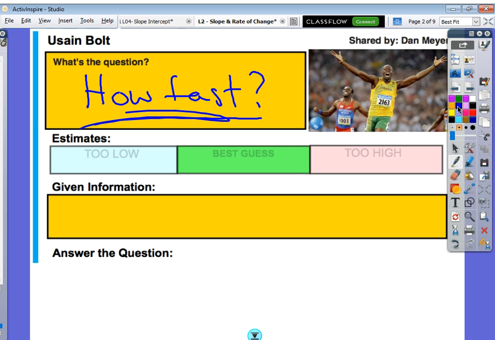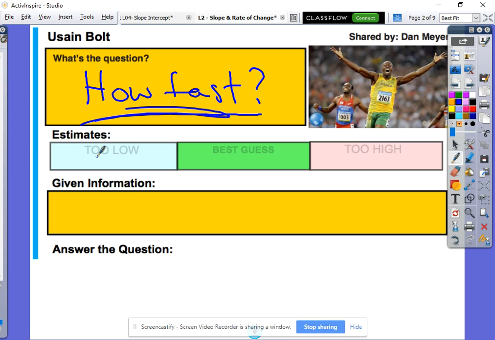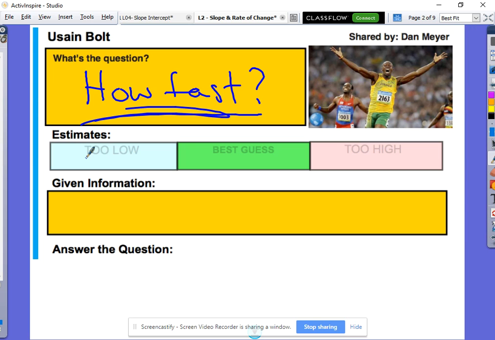All right, so my guess is, let's go ahead and say way too low would probably be about 10 miles per hour. I think he's going faster than that for sure. My way too high is, he's definitely not going the speed of a freeway, which would be like 70 miles per hour. So my best guess, what do you guys think?